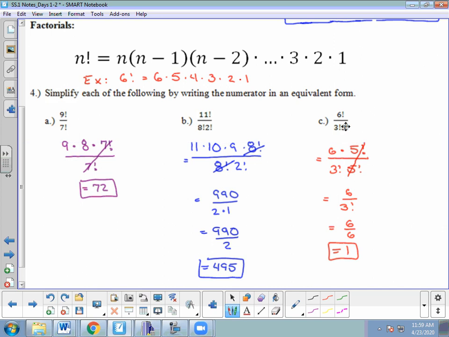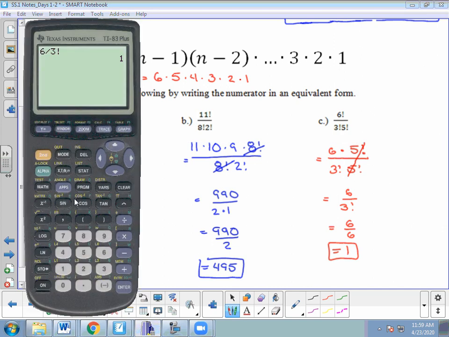But I also could have used the calculator to just do C. So let me take a look at the top here. If I go 6, and then I can find that factorial button by going to math, probability, down to this fourth option. Then I can do in parentheses for the denominator, so divided by 3 factorial times 5 factorial, which is the expression we see here. Hit enter, and it gives me 1. So because this tells us to simplify the numerator, we can do that to simplify the factorials and get a value, or we can just type this into the calculator.